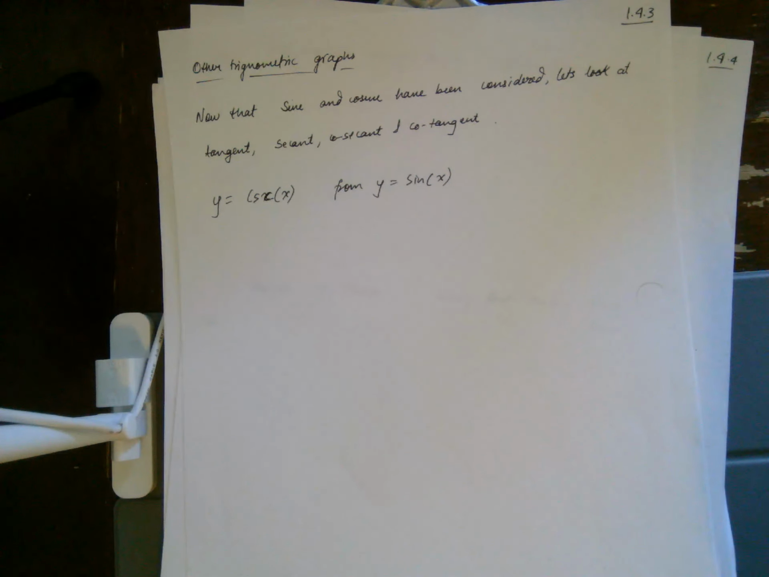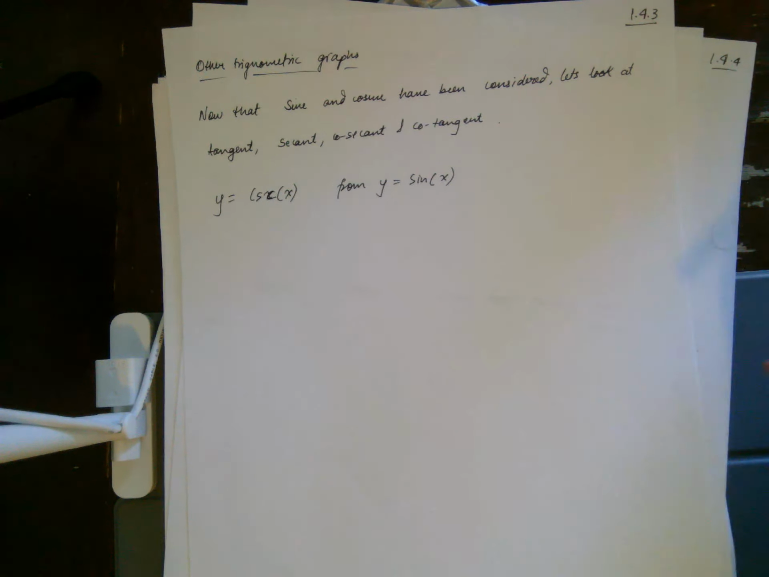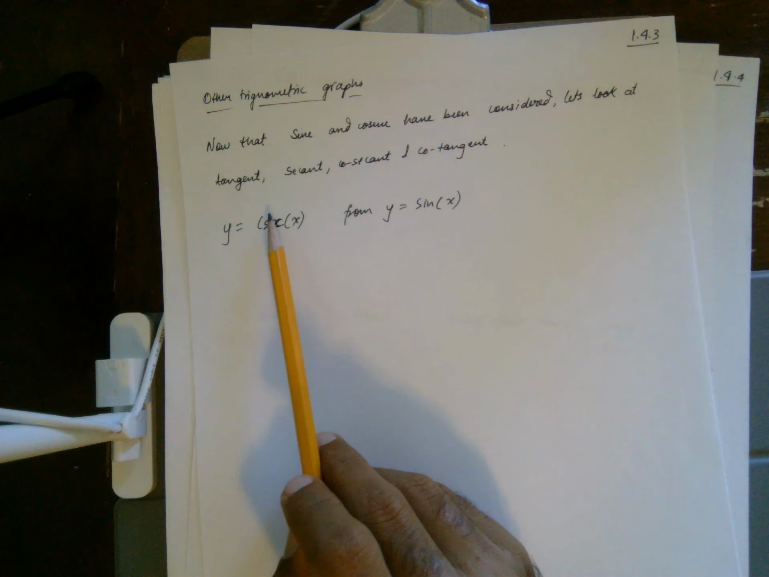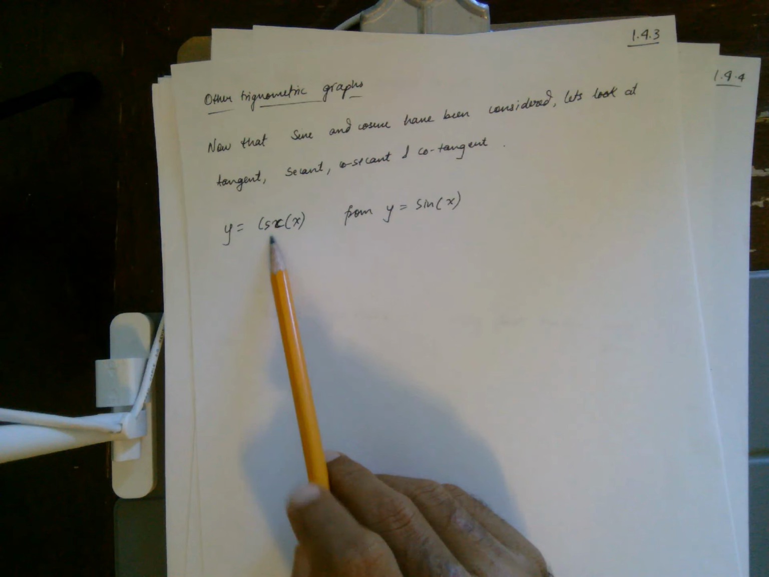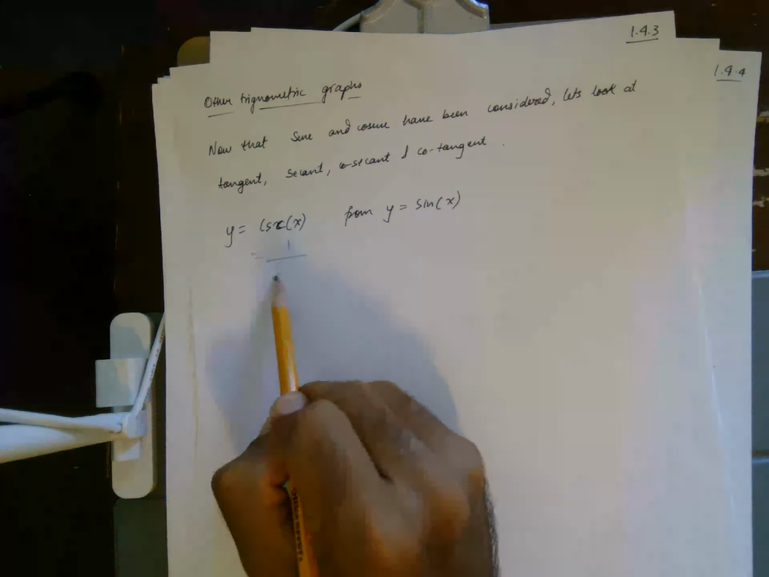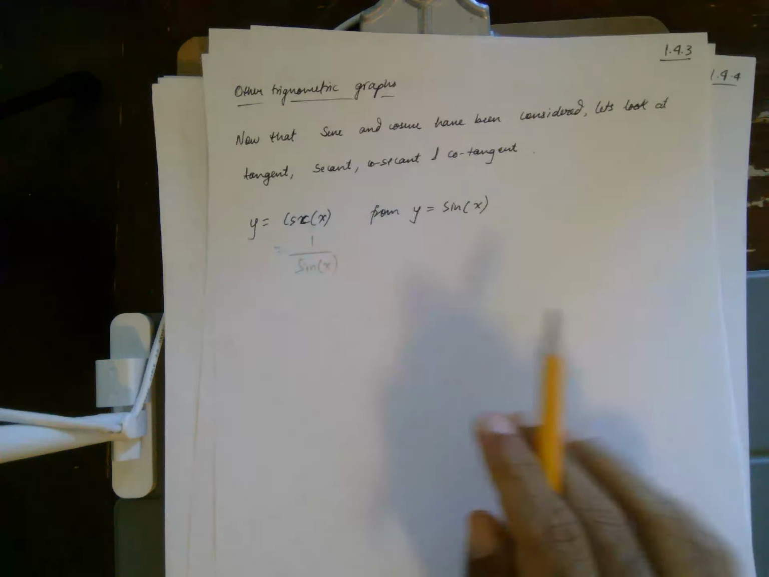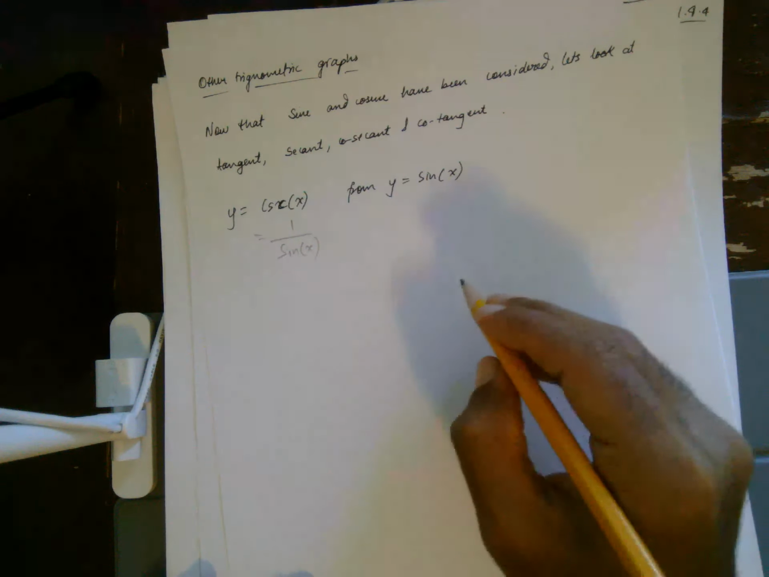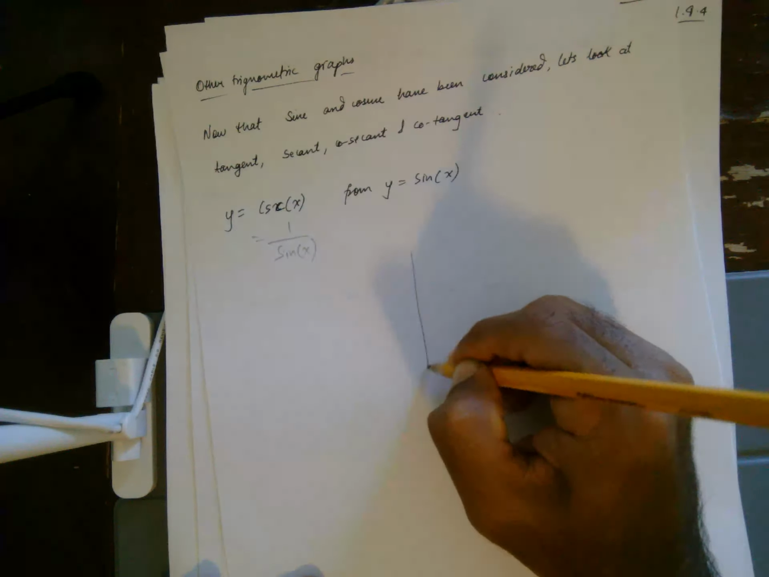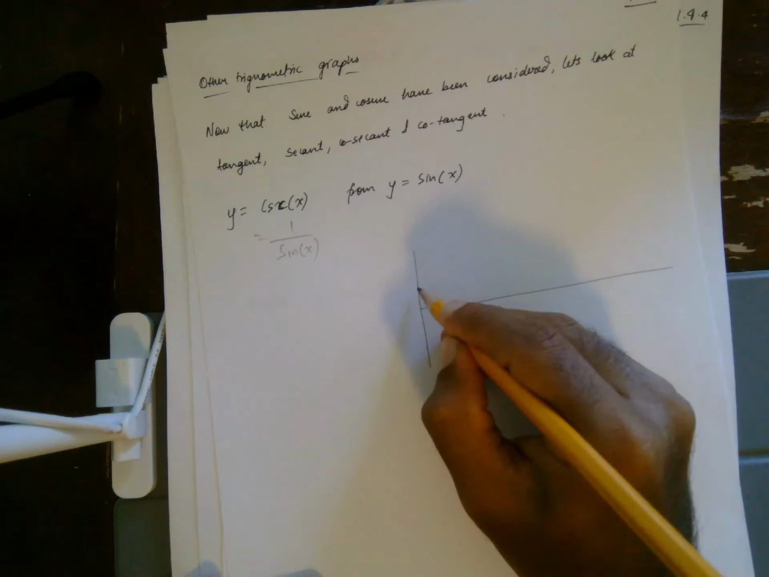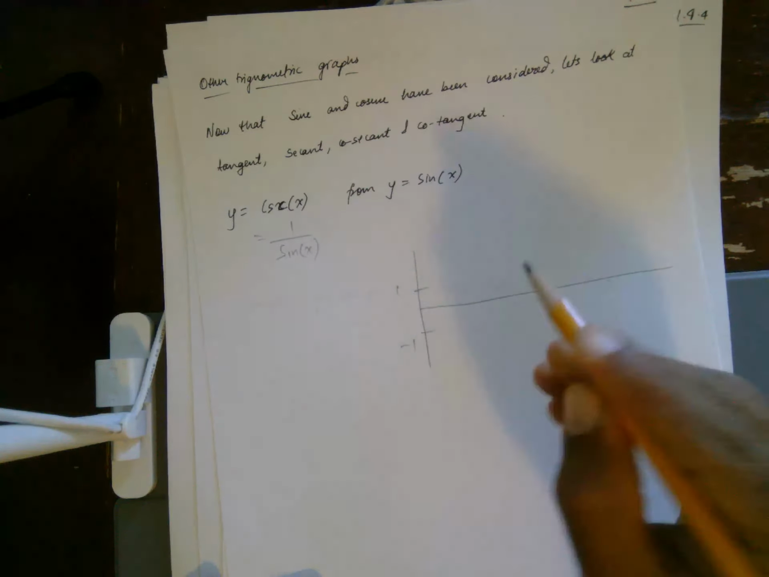Okay, as promised, let's look at the other four functions. Let's start with cosecant, which you recall is 1 over sine x. And let's try to get the graph for this function simply by looking at our graph for sine x. So let's see.